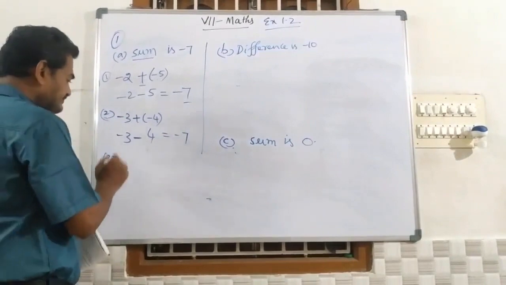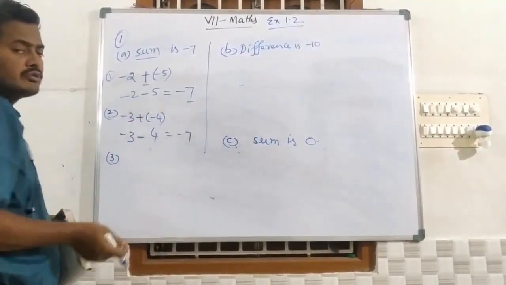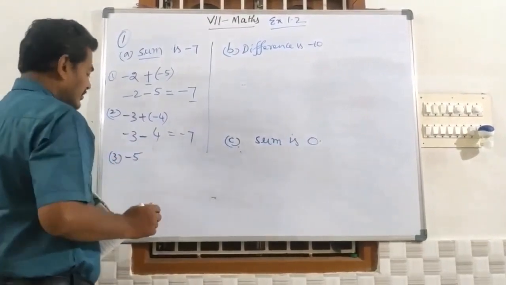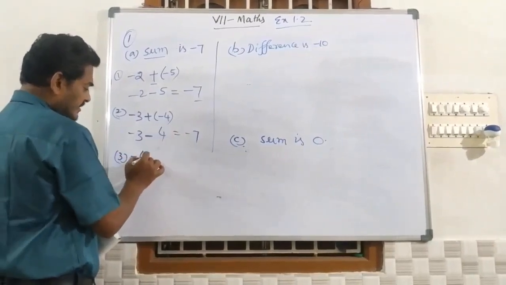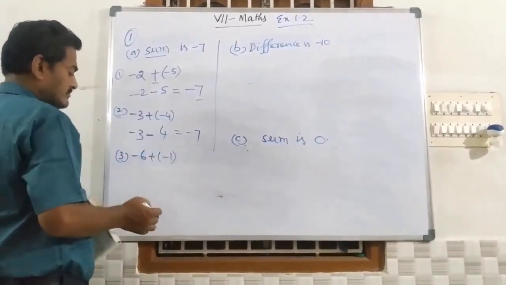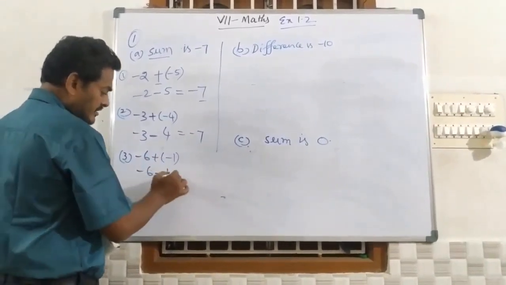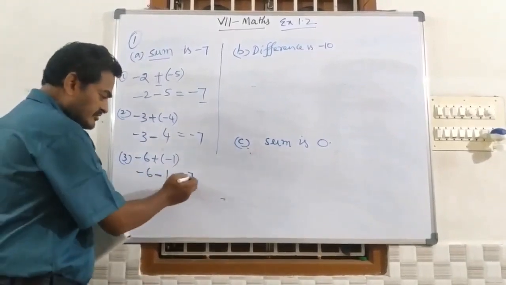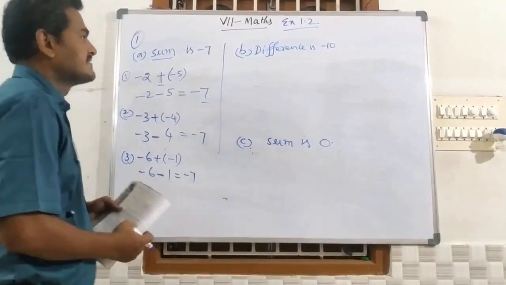Another solution for this sum. If you write any one or two sums, you can write. Now, minus 6 plus of minus 1. Minus 6 plus into minus 1 equal to minus 7. Minus 6 minus 1 is minus 7. Both are minuses. We get the answer minus 7.